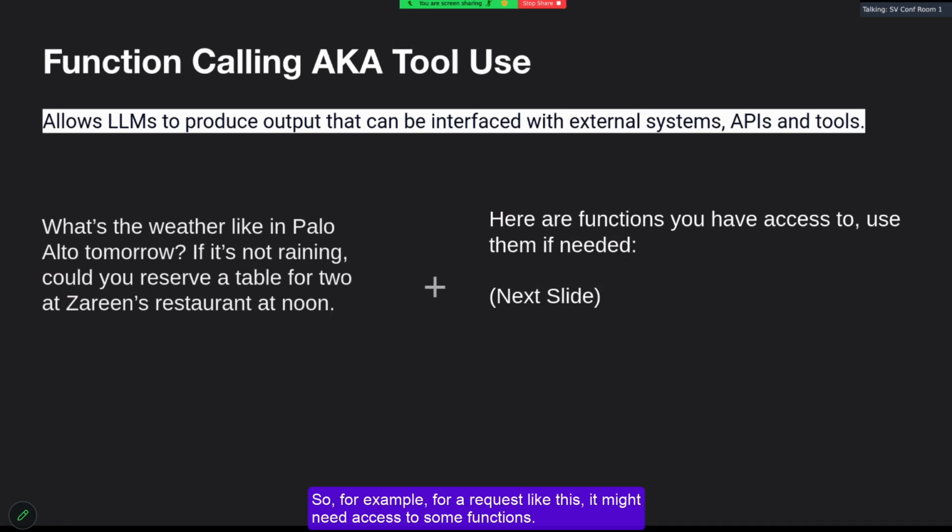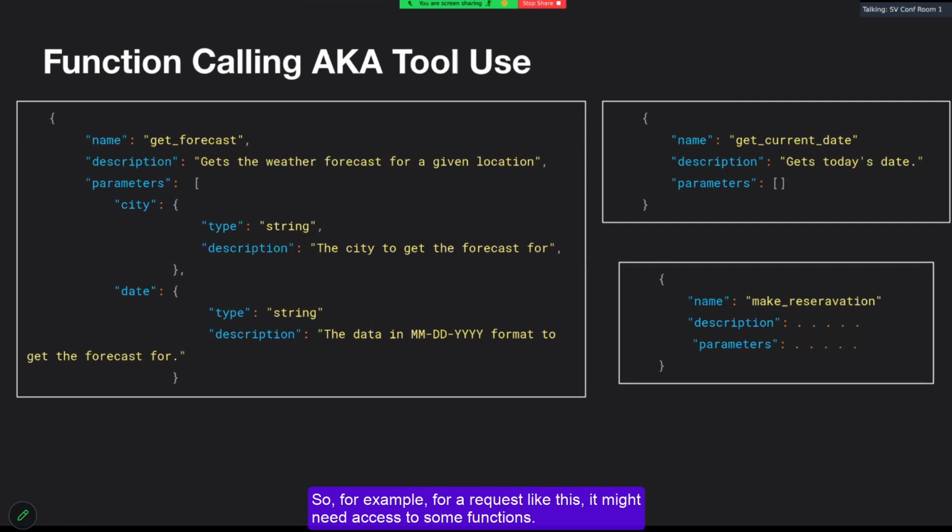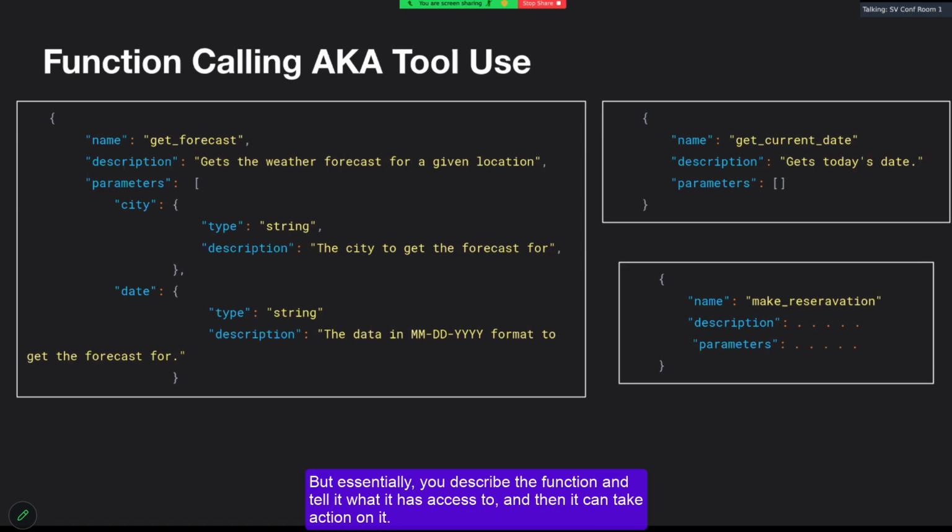So for example, for a request like this, it might need access to some functions. For example, a function which gets the forecast, a function which gets the current date, a function which makes a reservation, and so on. And you also have to tell it the description of the function. We'll get into the syntax in the hands-on section of this, but essentially you describe the function and tell it what it has access to, and then it can take action on it.